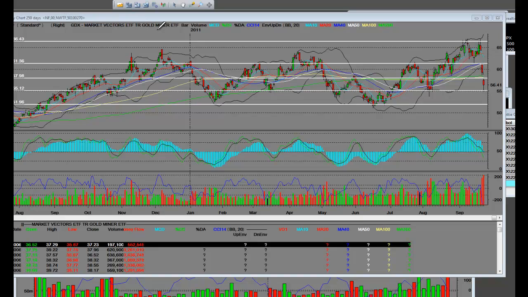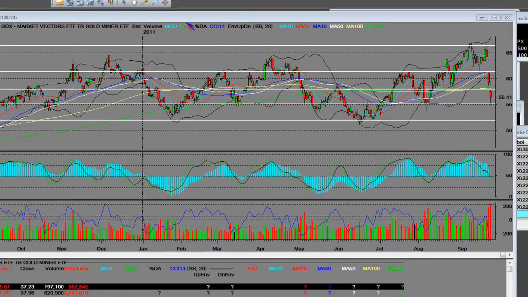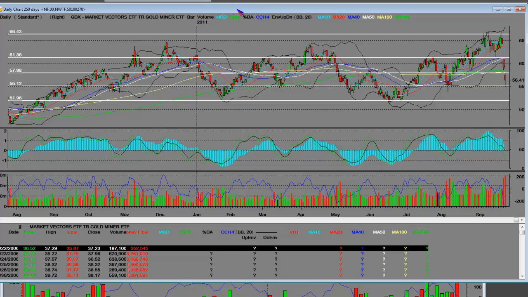GDX, Market Vectors Gold Miners. Unlike the XAU, the GDX has a big double top, a 3-day reversal all the way back down to this neckline, MMTs at 55. And unlike other gold-related instruments, the GLD was the other one we have on video, and we have the XAU.X on another video, they all have something very similar in common.